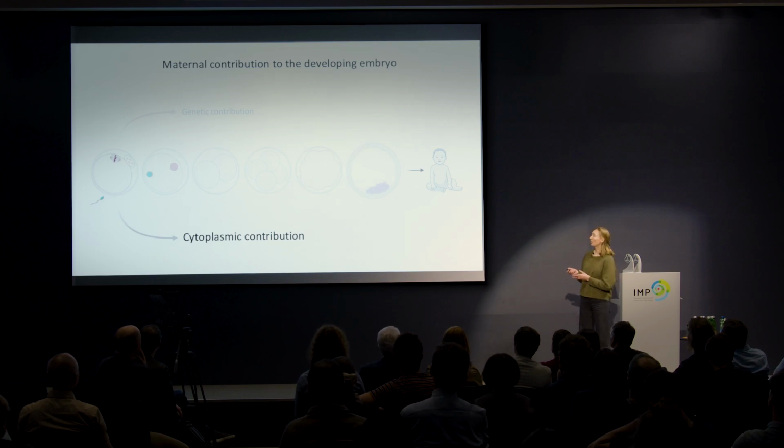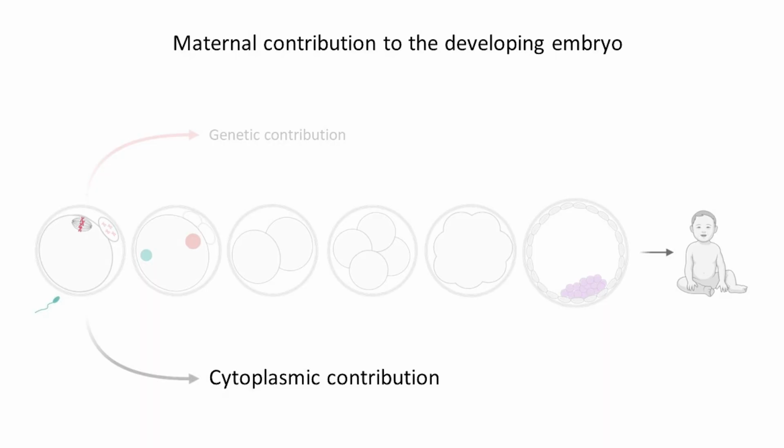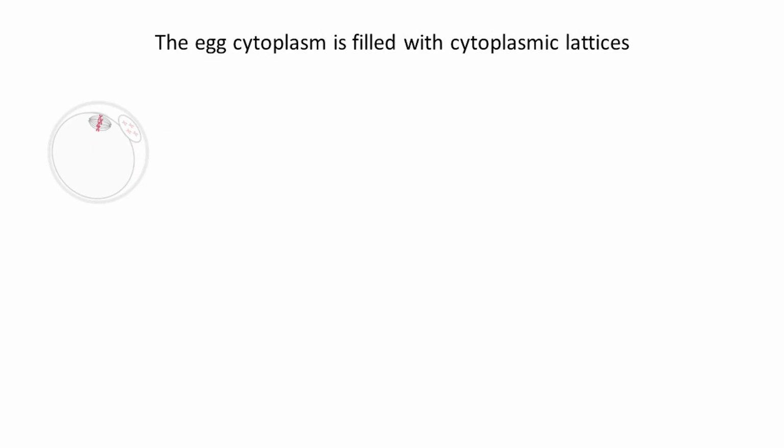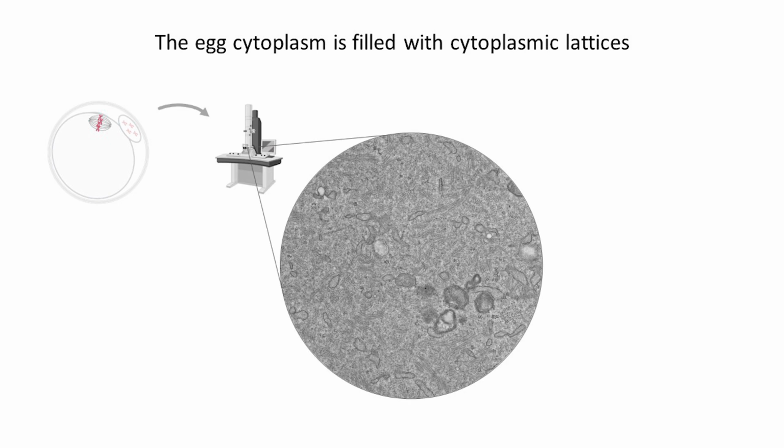And this is important because in the cytoplasm are stored a lot of the components that the early embryo needs, because these first stages of embryogenesis are transcriptionally silent. Because I was interested in how the egg cell cytoplasm contributes to early development, I thought, well, let's start with just looking at what is actually inside the cell cytoplasm. Here you see an electron micrograph of a mouse oocyte. In it, you can see structures that you would expect to see in the cytoplasm of a cell, such as the mitochondria and the endoplasmic reticulum.